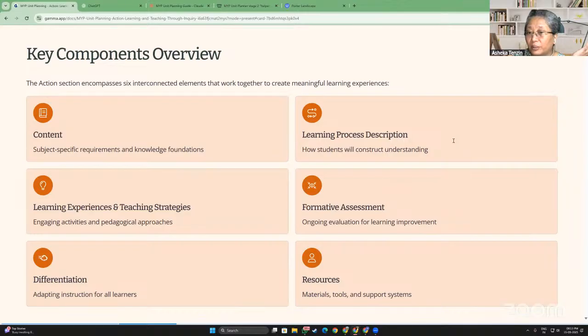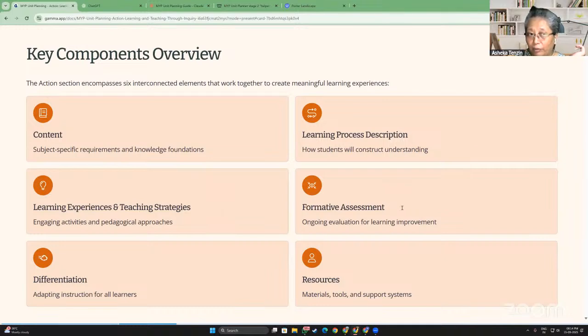Then the learning process description, how will students construct their understanding. Okay, learning experiences and teaching strategies, what are the activities that you are going to do, and when you are doing this you should also integrate teaching of ATL skills. Okay, through the content you should teach the ATL skills and use different teaching strategies. So if you are looking at teaching strategies, you need to look at the document called ATT, Approaches to Teaching. What strategy? It has to be inquiry based learning. We will come to that part where we talk about ATTs.